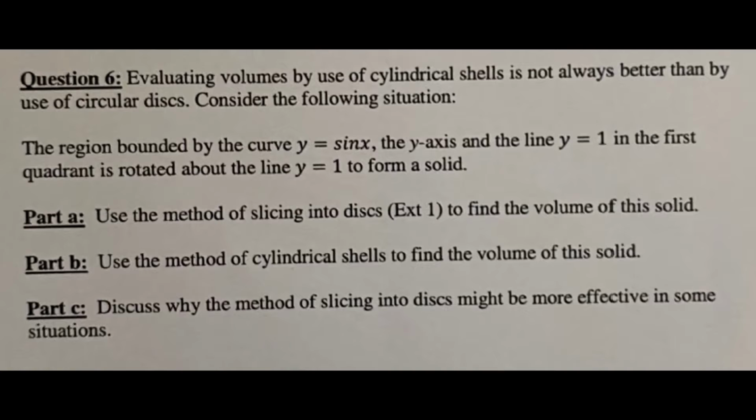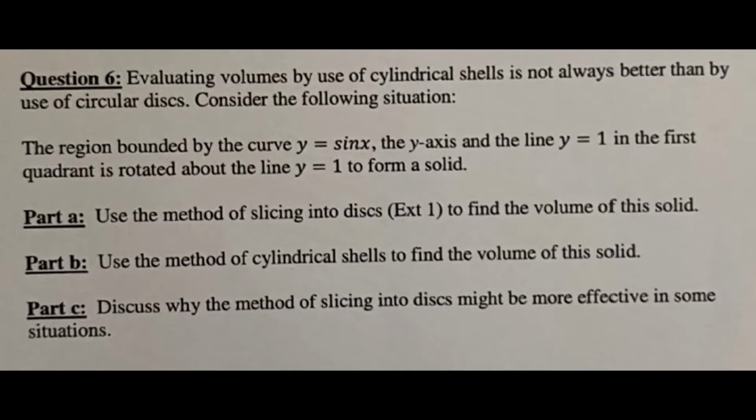In this video, I'm looking at question 6 of our 6-part question on volumes of revolution. So we've come to the last of the questions, and this one says, evaluating volumes by use of cylindrical shells is not always better than by use of circular discs. Consider the following situation. The region bounded by the curve y equals sine x, the y-axis, and the line y is equal to 1 in the first quadrant is rotated about the line y equals 1 to form a solid.